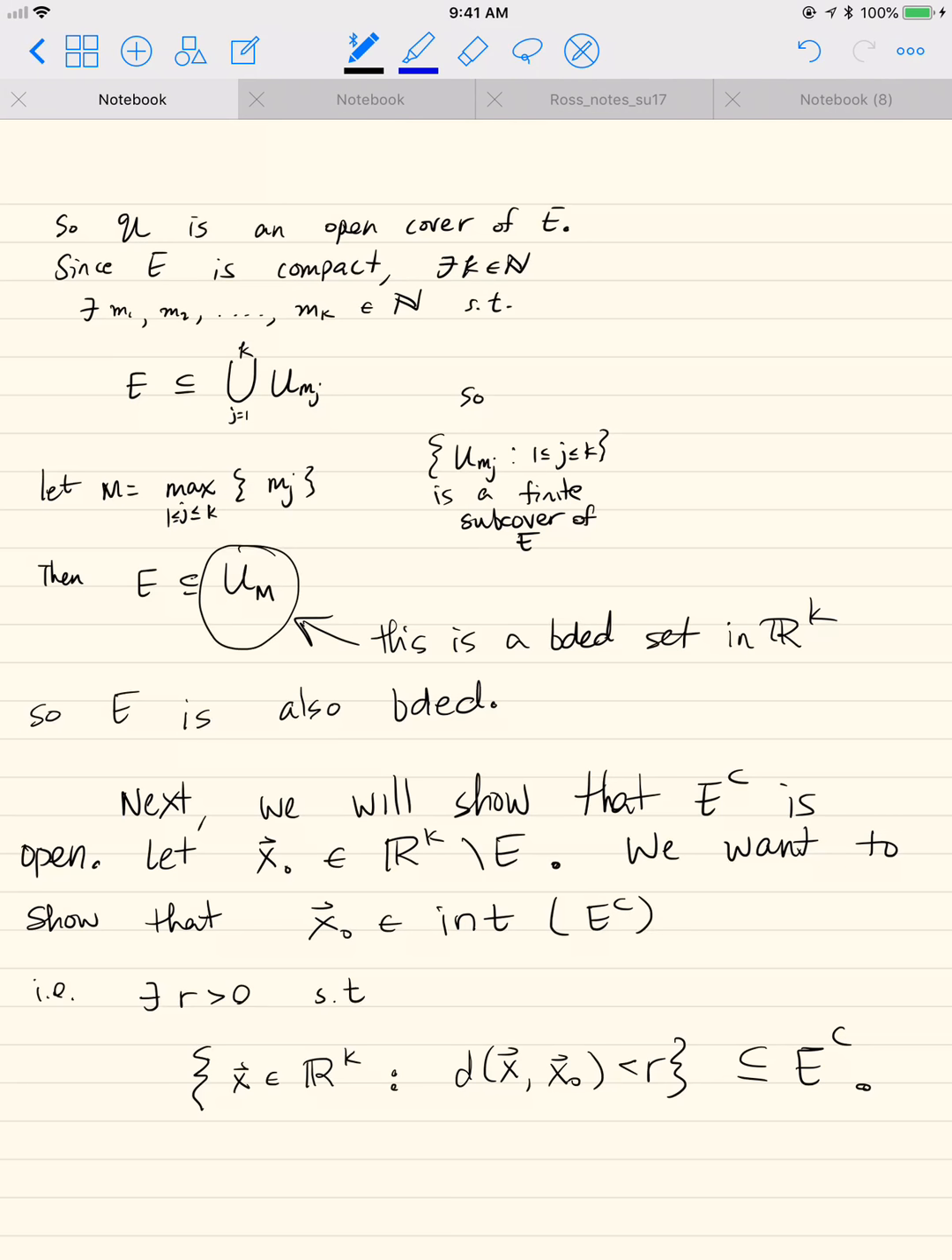Okay, so here's how we're going to do it. Again, we're going to use the fact that E is compact, so any open cover reduces to a finite subcover. Define, for each m in the natural numbers, V sub m to be the set of x in R^k such that the distance between x and x naught is bigger than 1 over m.